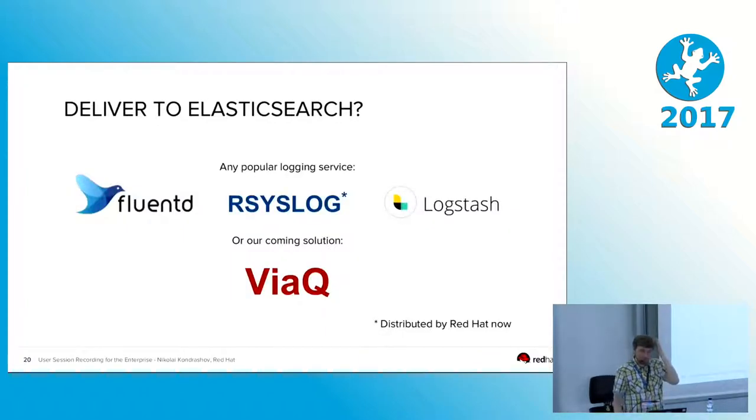So for delivery to Elasticsearch, we already have rsyslog, which supports that in Red Hat. And you can, of course, install Fluentd or Logstash. Or if you're going the OpenShift or OpenStack route, you can use our logging solution.